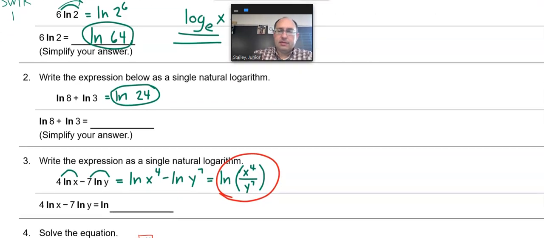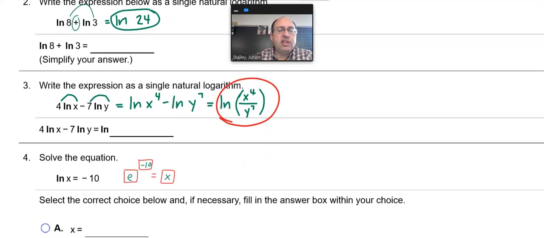Okay. Same thing here. All I'm doing is using the properties. This should be easy, right? We got addition, so that means 8 times 3 is 24. Done. Nothing too whacked out or crazy about that.